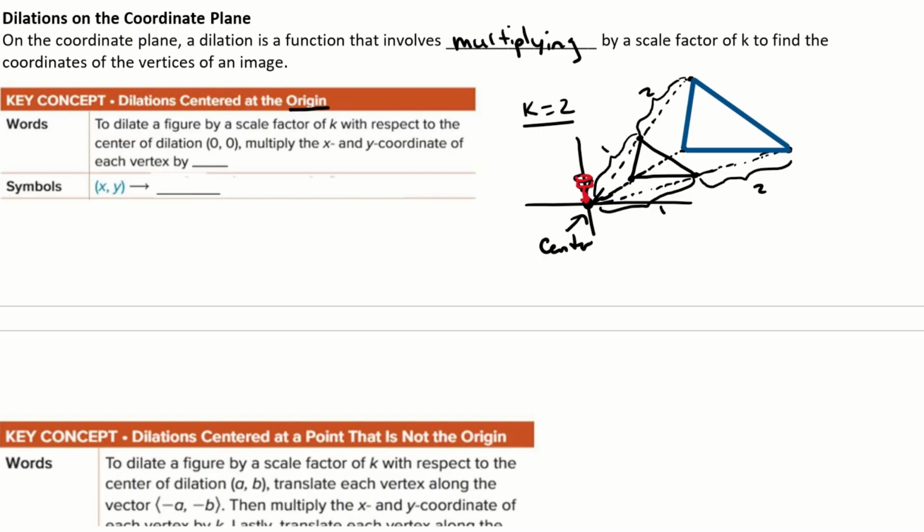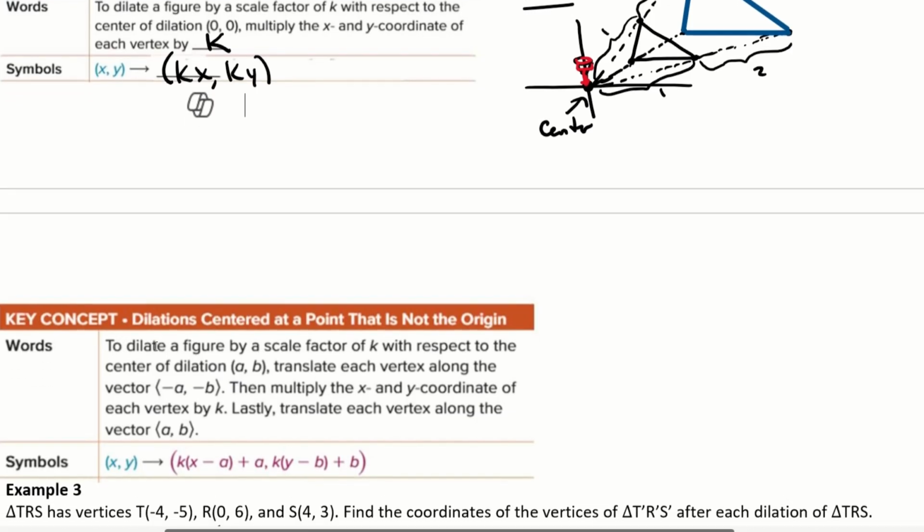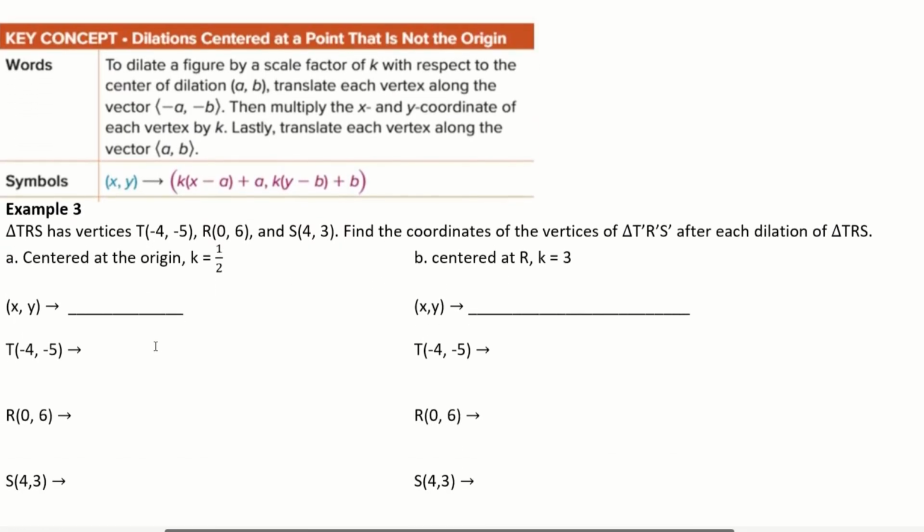All right, so to dilate a figure by a scale factor of k with respect to the origin, multiply. All you've got to do is multiply the x and y coordinates of each vertex by k. So you're going to take the x coordinate, multiply by k, take the y coordinate and multiply by k, and that's all there is to it for the dilation about the origin. Now, the dilation about something that is not the origin is going to be different.